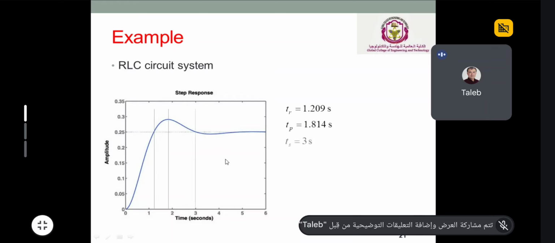The other times are also shown in the picture. You see the plot. 1.2 here is the rise time. TP is here at 1.814. That is the peak point. And TS, the settling time, you see that happens at T equal 3. The periodic time is 3.6. And the peak overshoot is 0.2092 or 16%. So you see this value of overshoot, 16%.